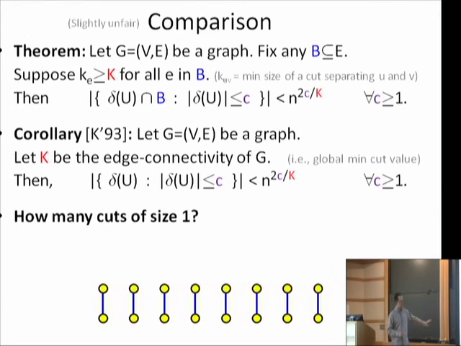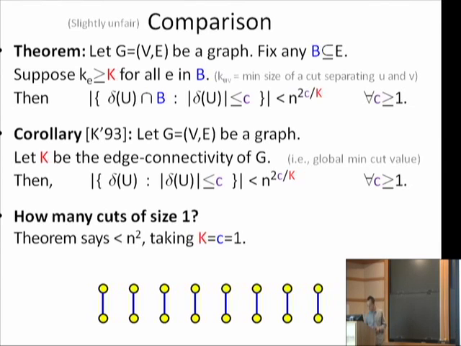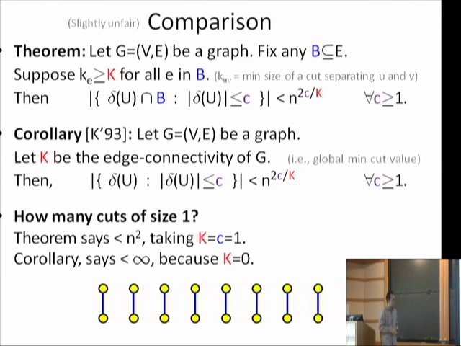And let's look at an example graph. So consider this graph, which is just a matching on n vertices. How many cuts of size 1 are there in this graph? Well, these are just the singleton cuts around any vertex. So there's, say, n or n over 2 or something like that. Our theorem says there are at most n squared such cuts. We just let every edge be blue, and we let k be, for any blue edge, the minimum size of a cut separating its two endpoints. And so plugging that in, we get there's at most n squared such cuts. But Karger's cut counting result doesn't give a useful bound. It says that there are at most infinitely many. And that's because the edge connectivity of the whole graph is zero. It's disconnected. That's a bit sneaky, because you're not supposed to apply Karger's bound to disconnected graphs.